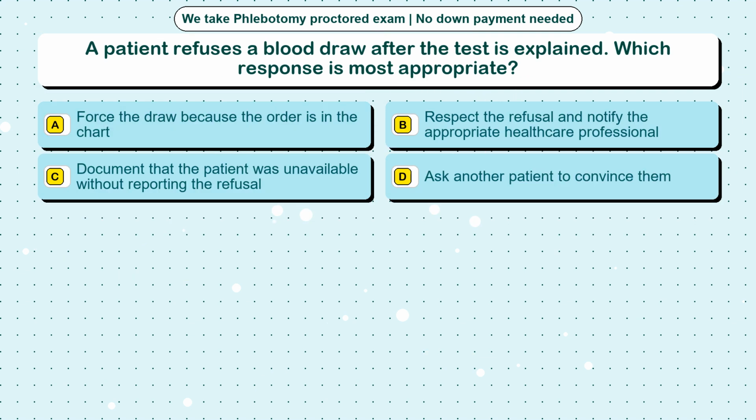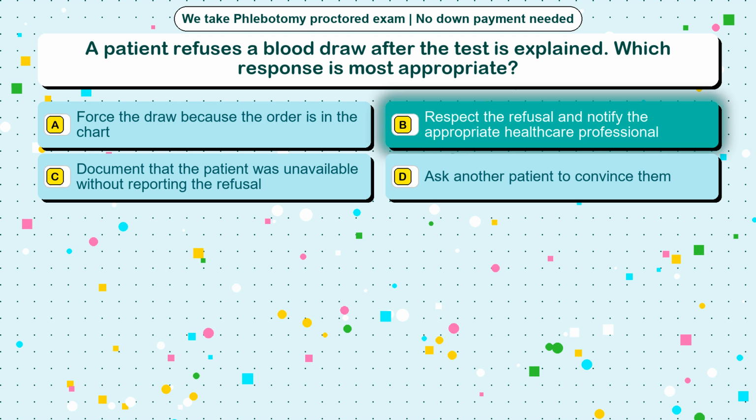Question 98. A patient refuses a blood draw after the test is explained. Which response is most appropriate? Option A. Force the draw because the order is in the chart. Option B. Respect the refusal and notify the appropriate healthcare professional. Option C. Document that the patient was unavailable without reporting the refusal. Option D. Ask another patient to convince them.